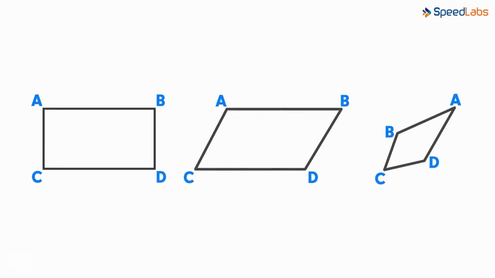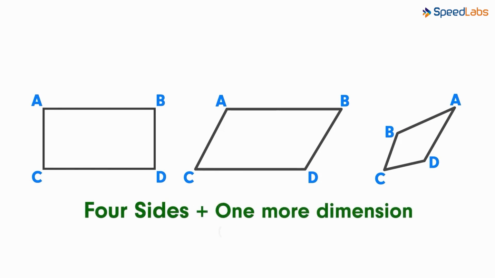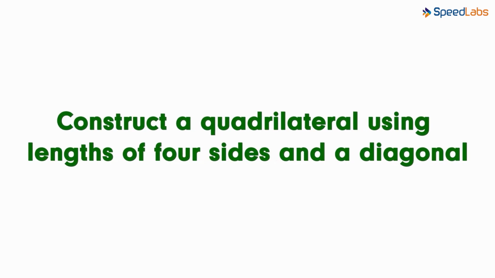In the previous video, we discussed that the lengths of four sides of a quadrilateral are not sufficient to construct a quadrilateral. We need one more dimension like the length of the diagonal or some angle. In this video, we will consider the case where along with the length of the four sides, we're given the length of one of the diagonals.